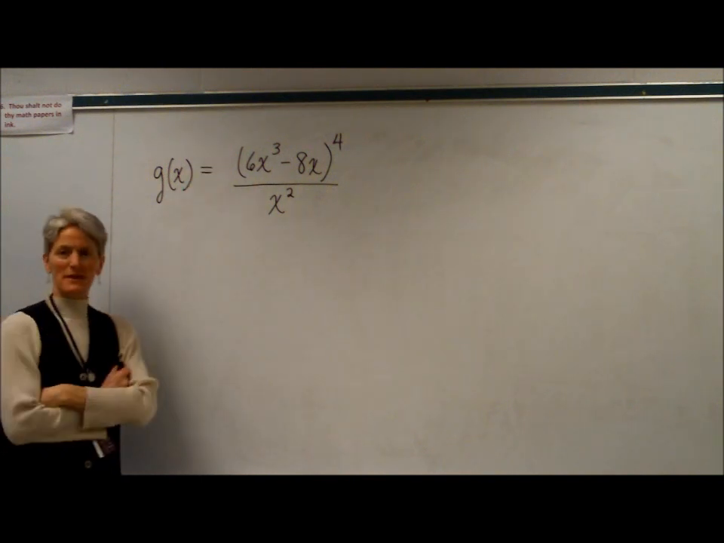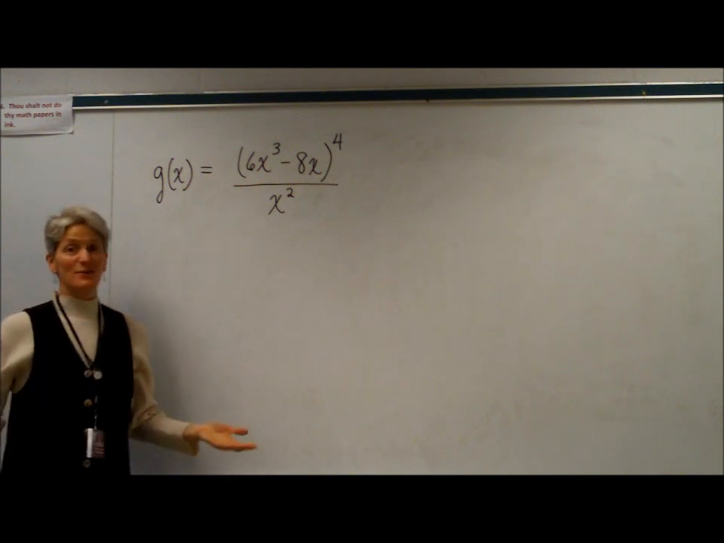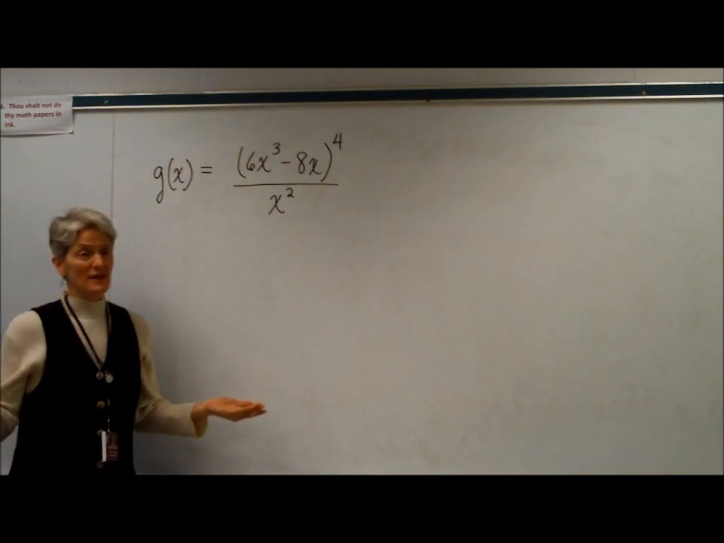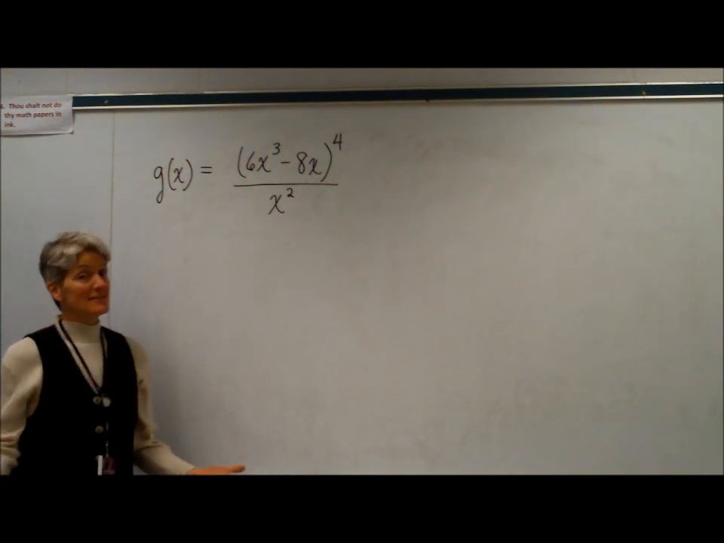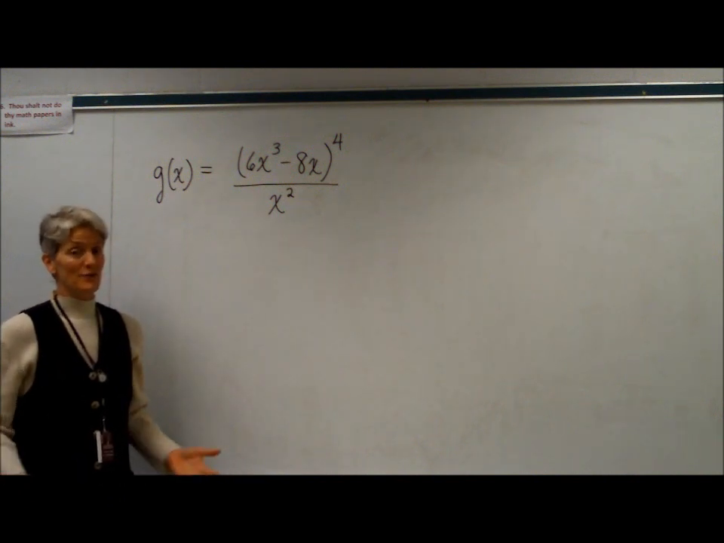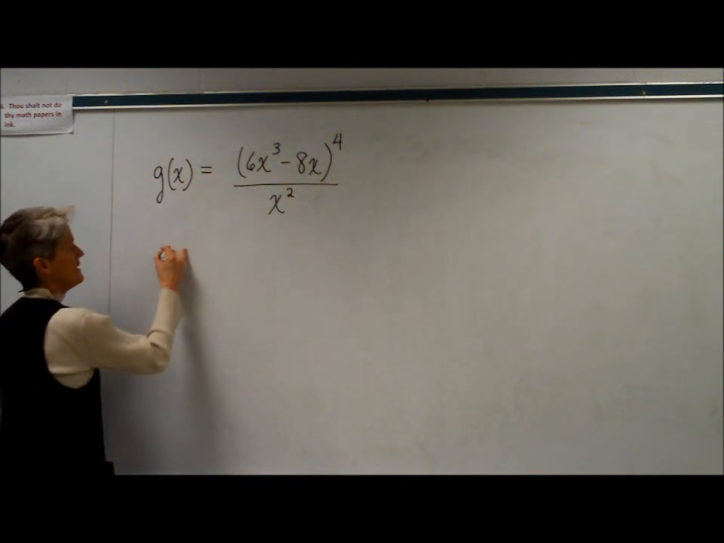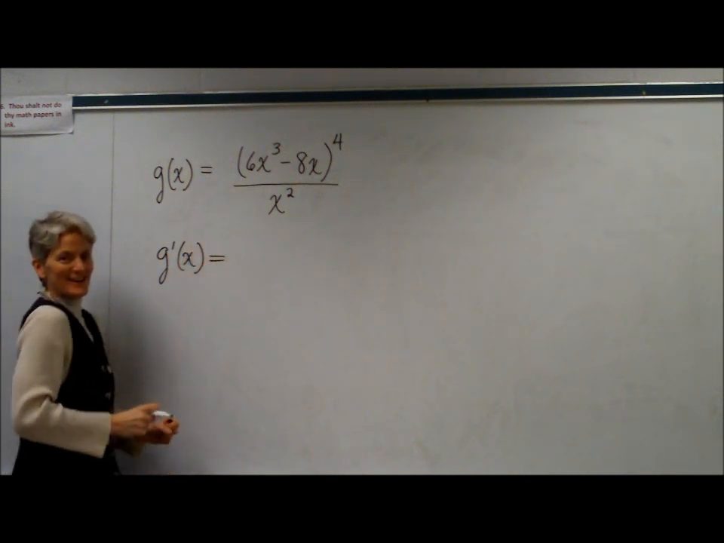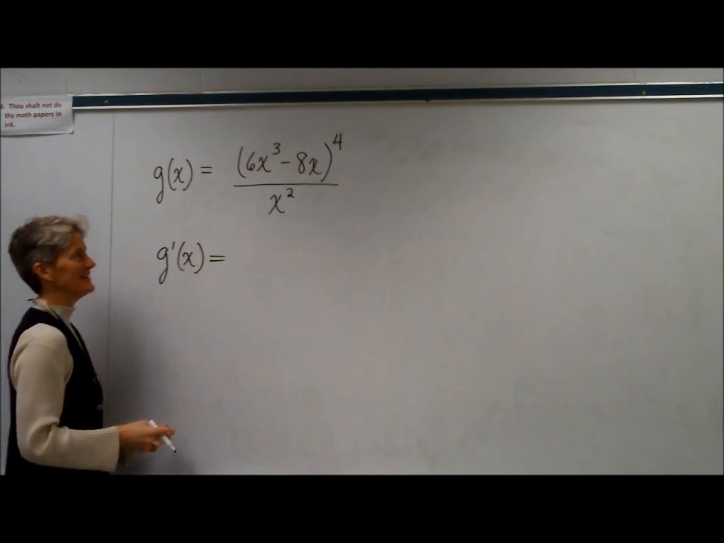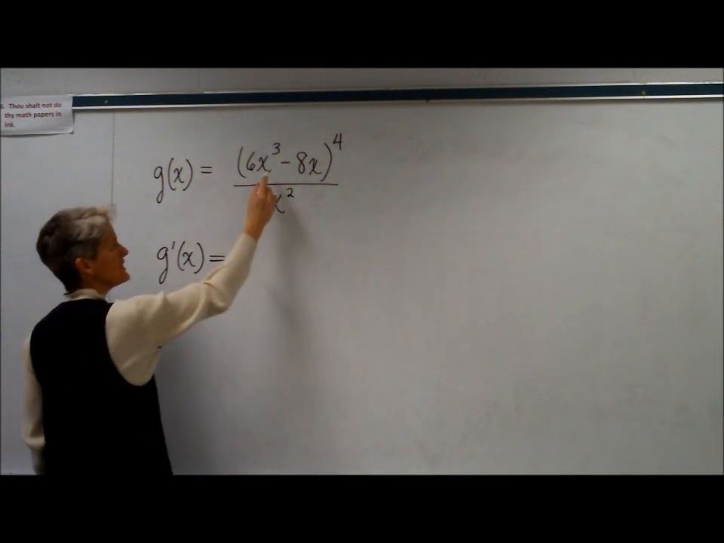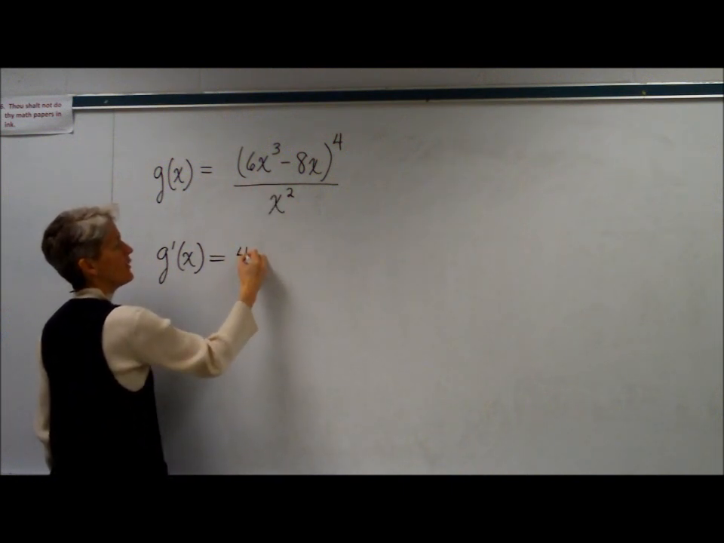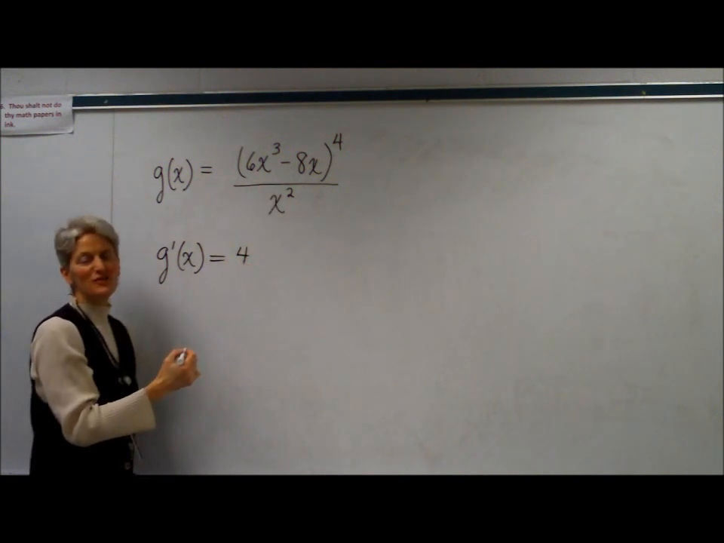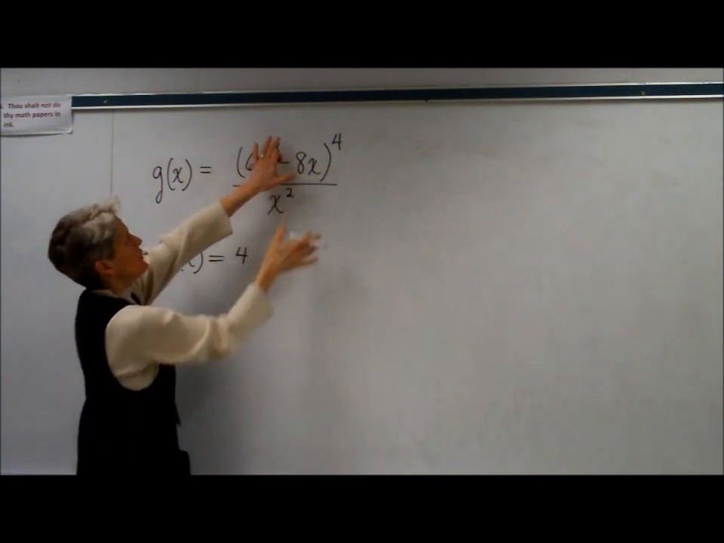I have a quotient, don't I? Something divided by something. So I think I'm going to use the quotient rule to take the derivative. Now, in the process of taking the quotient rule, I might have to use the chain rule. Let's see. Here I go. Quotient rule. Low D high minus high D low, square the bottom and away we go. Or derivative of the top. So, oh, hey, I'm using the chain rule, aren't I? I think you are. So here I go.